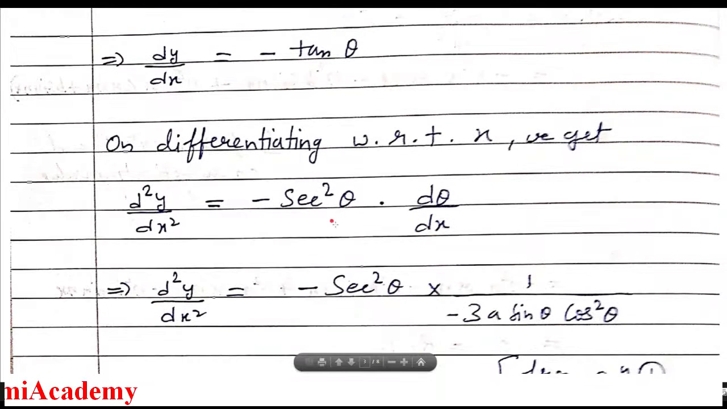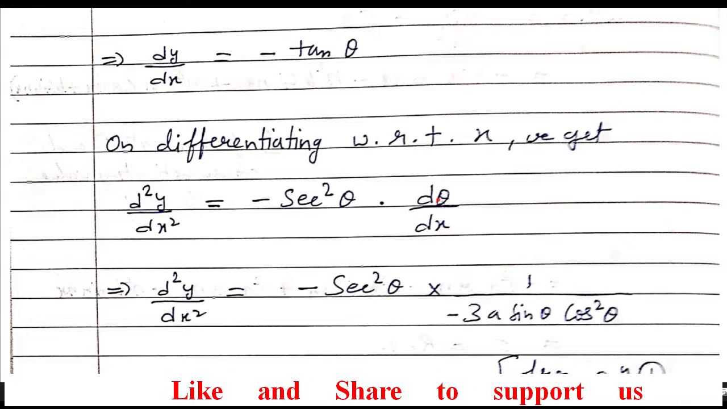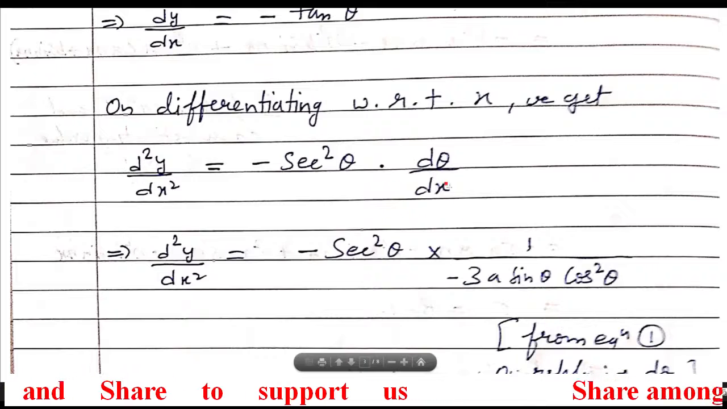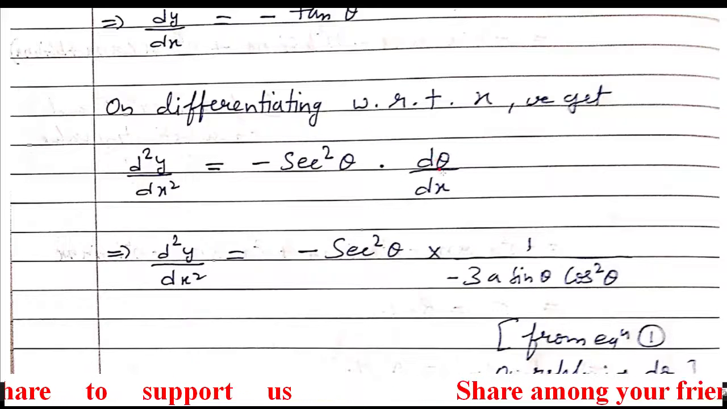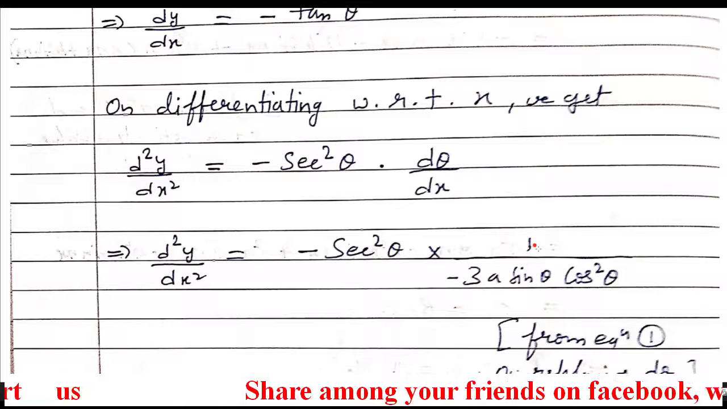Now, this step is very crucial, students. Here students used to make mistakes. They do not write d theta over dx here. You should, because we have to apply the chain rule. Now the value of d theta over dx from equation 1 you have to replace, and that's why it will come in as the reciprocal.